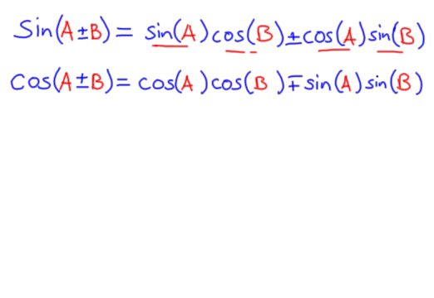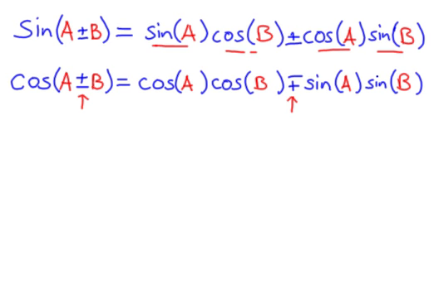For the cosine of A plus or minus B, your signs switch. So instead of plus, you get a minus. Instead of minus, you get a plus. So right there, those two switch the signs. So that always swaps. But just the general, what do you have for sines and cosines?